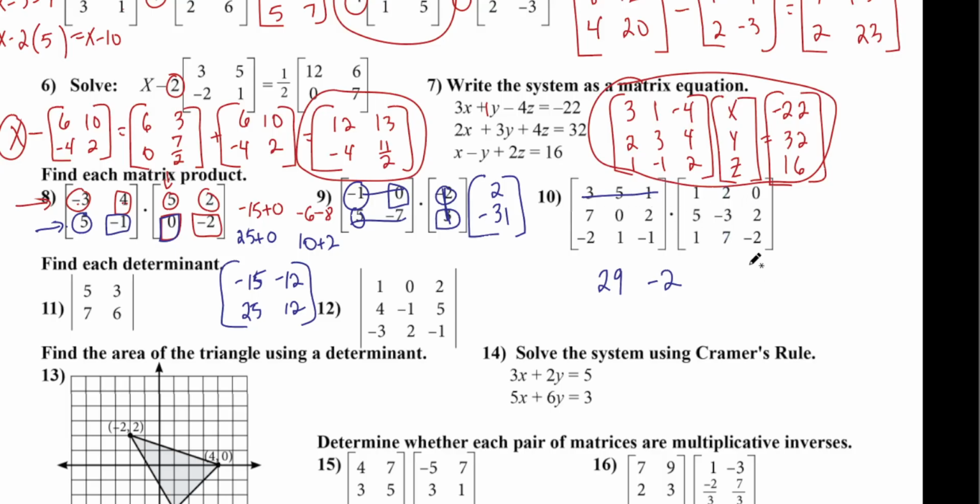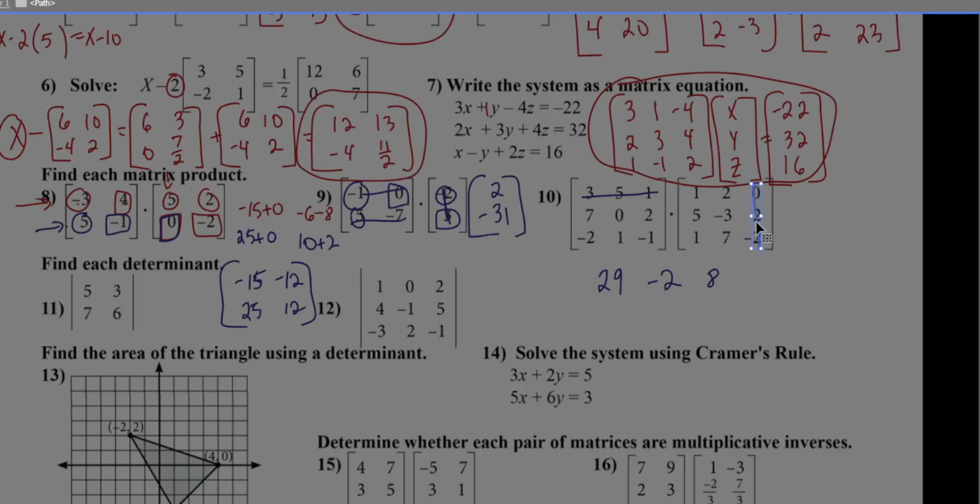Still stay on the same row, and now we go down this column. Is it making a little more sense now? So you multiply these two. 3 times 0 is 0. 5 times 2 is 10. 1 times -2 is -2. You add those up, and you get 8. So that's the first row times all 3 of those columns.